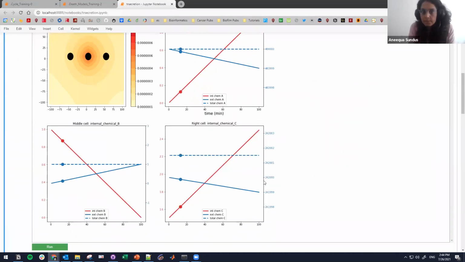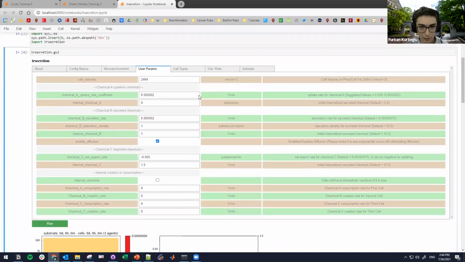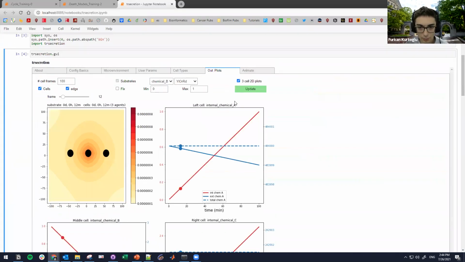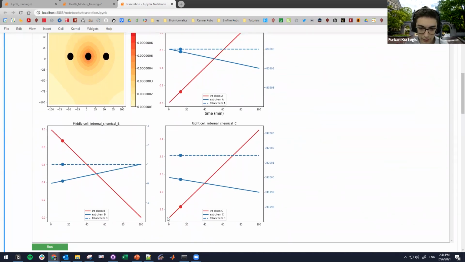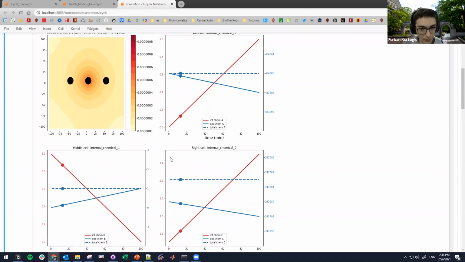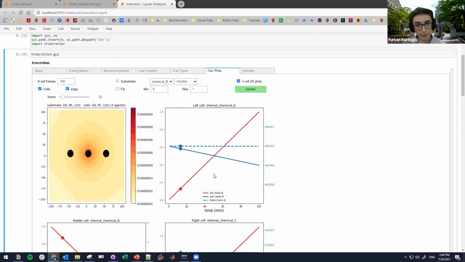So as an example, I put a negative value in here, which just behaves like an uptake. So what you are seeing is the internal amount in the cell is increasing because we set it as an uptake. That was the secretion part.